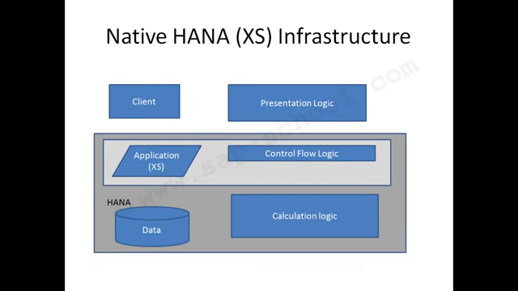As you can see here, this is the native HANA XS, which is the extra small or extended services infrastructure. As we can see, the calculation logic is done in the database here, and then the control flow logic is done in the XS application layer, and the presentation logic is usually done in the client because of the way modern laptops and smartphones work.